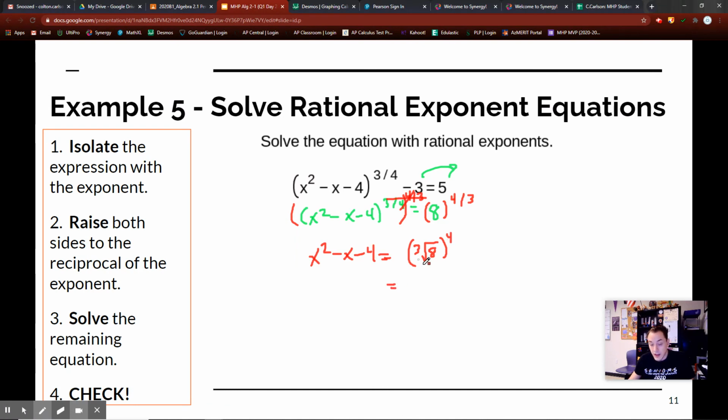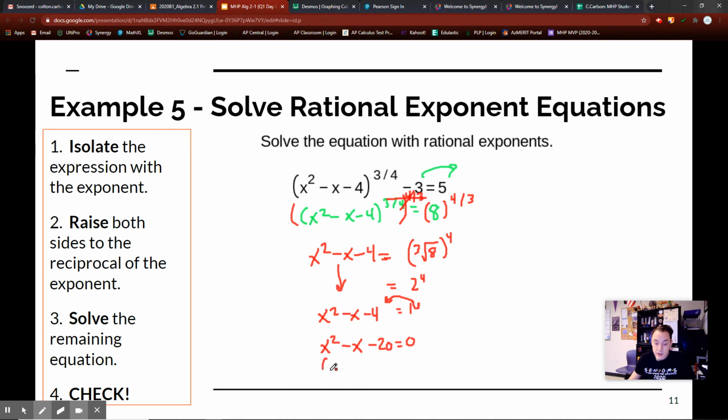The cube root of 8 is just 2, and 2 to the 4th power is 16. So now what I have is x squared minus x minus 4, because that just gets brought down. Since it's a quadratic, I need to set it equal to 0 and solve it like a quadratic. So x squared minus x, I subtract that over, that's negative 20 equals 0.